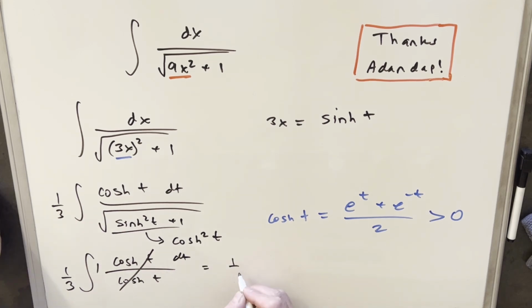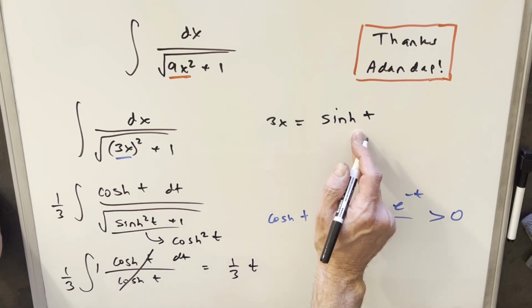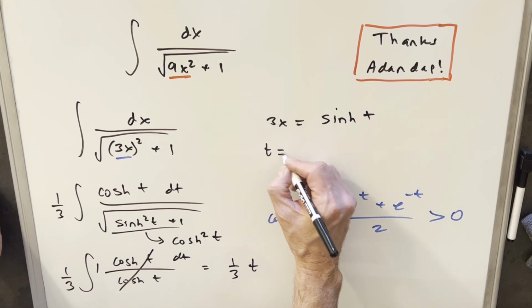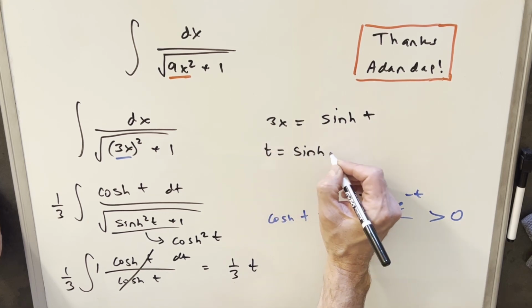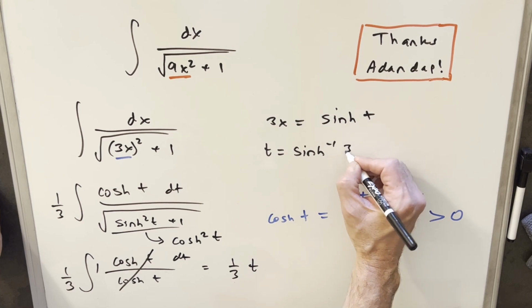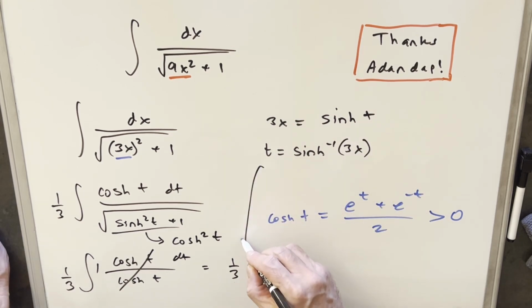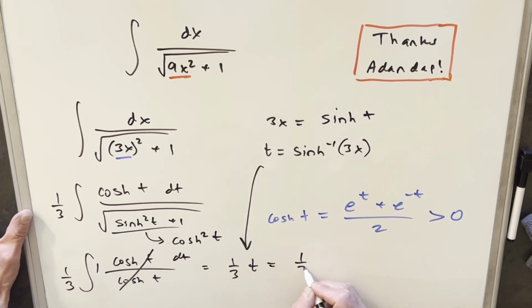So when I integrate this, we have our 1/3 out front. The integral of 1 is just t. Now we can get a value for t just by taking the inverse on both sides. Isolating our t, we have t is the inverse sinh of 3x. We'll just back substitute that right here, and we get a really nice solution: 1/3 sinh inverse of 3x.